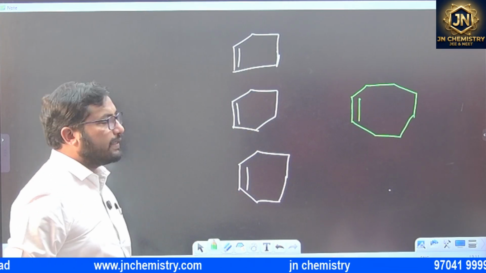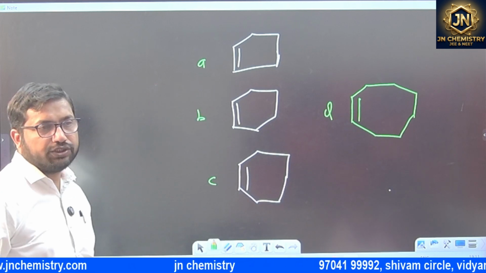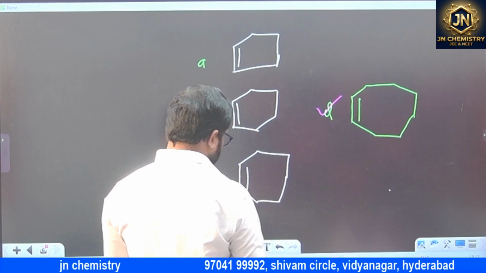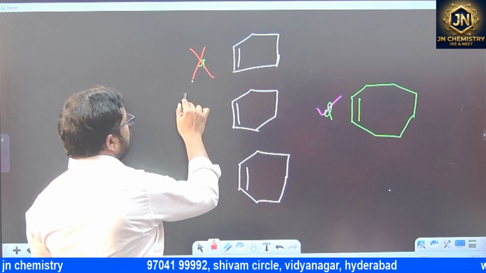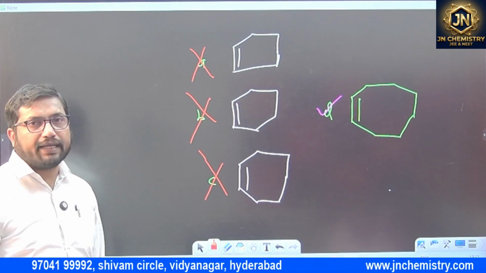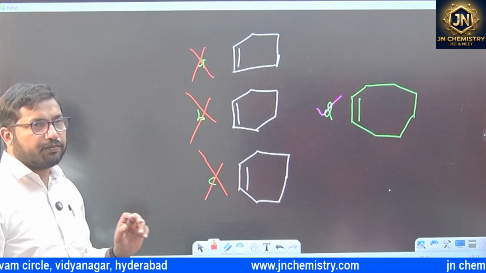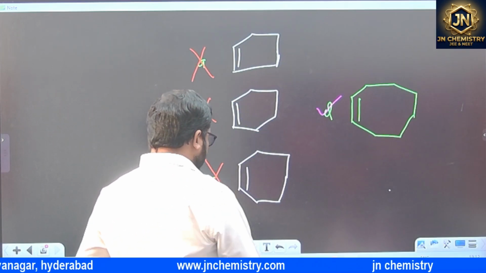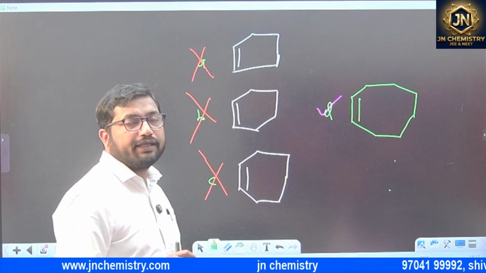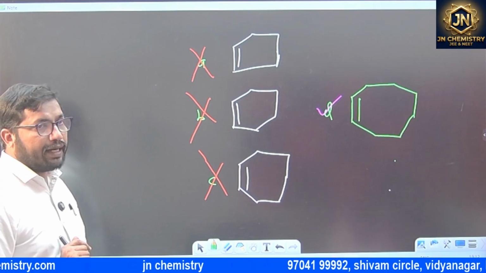So which one will show the geometrical isomerism? A, B, C, D. Obviously, the answer will be D. Minimum 8 carbon atoms are required for a cycloalkene to show geometrical isomerism. I already told you all this, just for revision purposes. Minimum 8 carbon atoms are required because it is an 8-member ring.